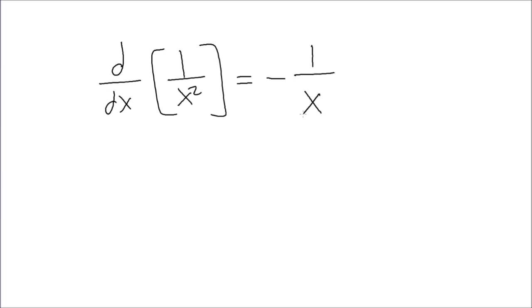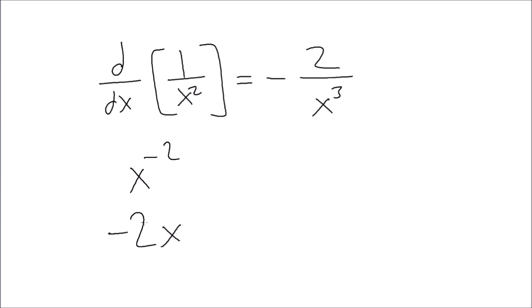Now be very careful: it's not 1 over x cubed, it's 2 over x cubed. The reason there's a 2 is that when you differentiate, the 2 comes out. So the derivative of 1 over x squared is equal to negative 2 over x cubed. If you practice a lot of integral problems, you're going to come across this so many times that you'll just end up memorizing it.